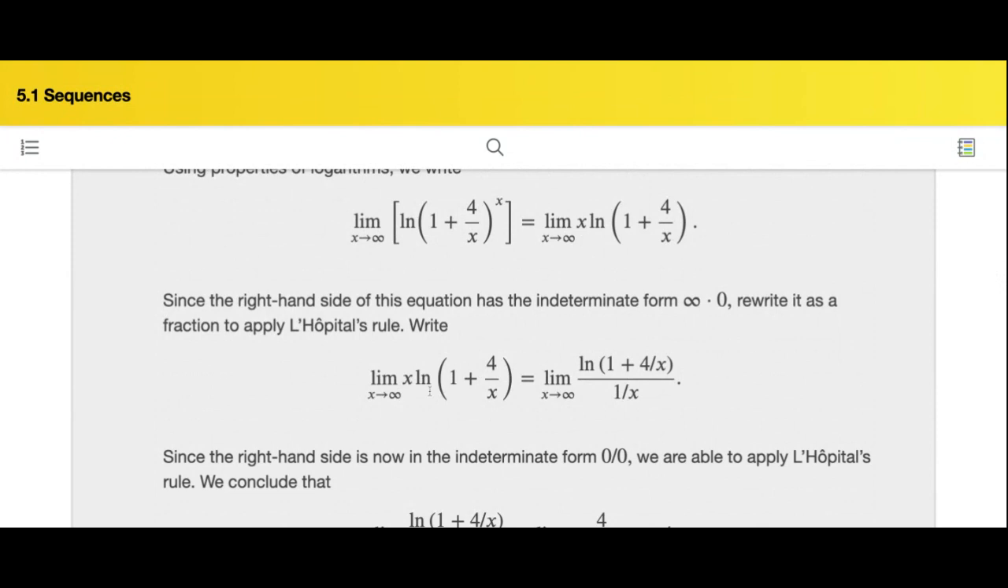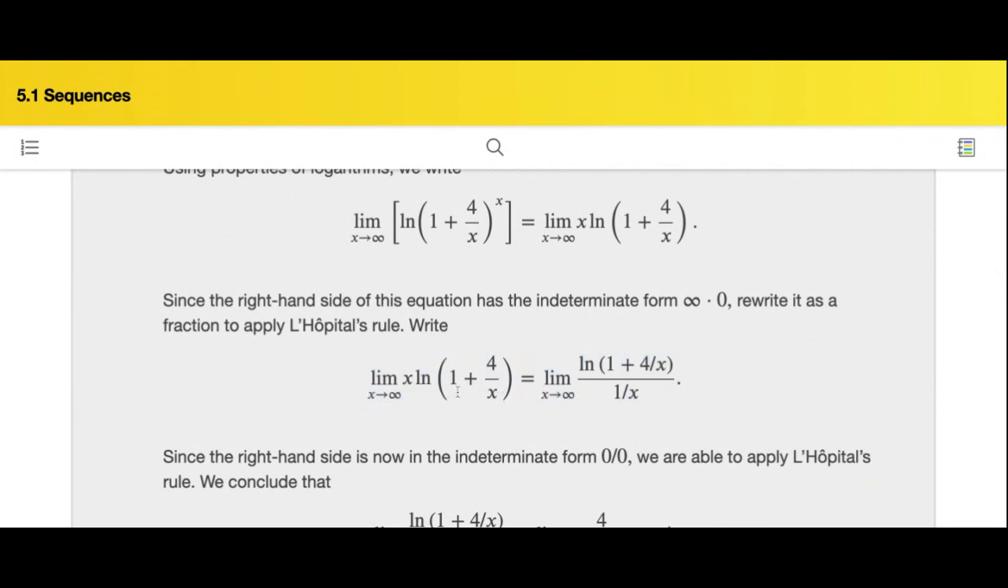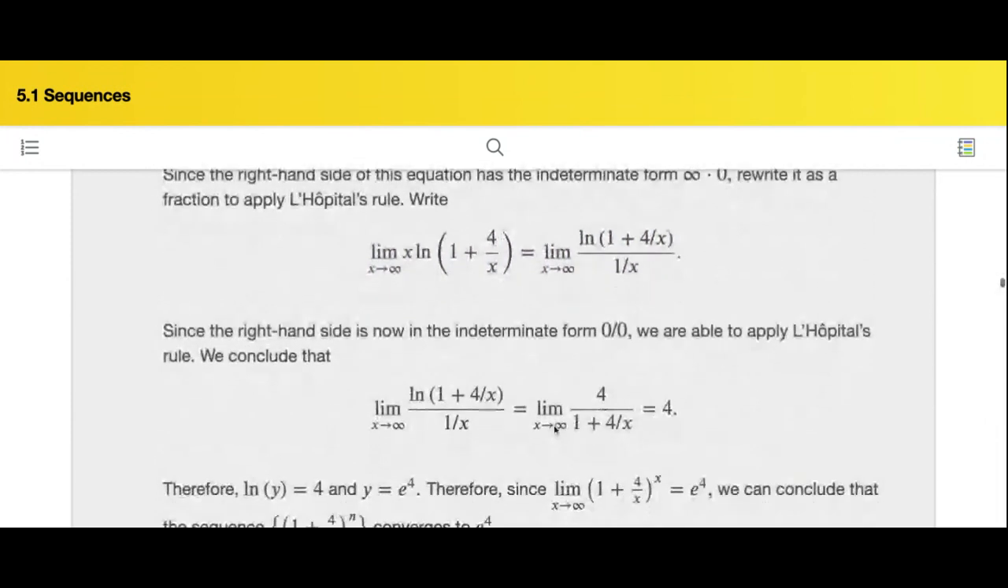L'Hopital's rule again. Because we have a product of two functions, x times ln of something, we use L'Hopital's rule. We rewrite x as 1 over x and put it in the denominator. Then L'Hopital's rule gives us, so what do we get?